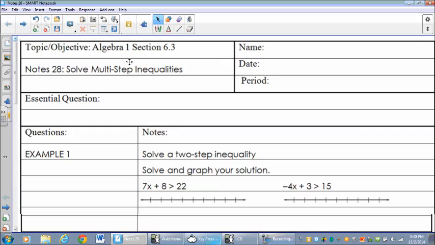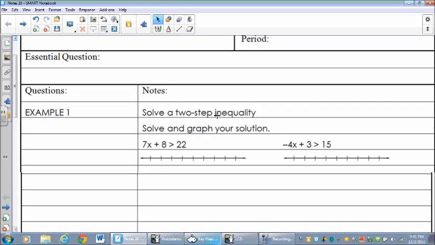Okay, here we go with Algebra 1, Section 6.3, Notes 28. It's solving multi-step inequalities. So this is additional to what we did the other day. Put your name, your date, and your class period, please. And then we'll go into our examples.